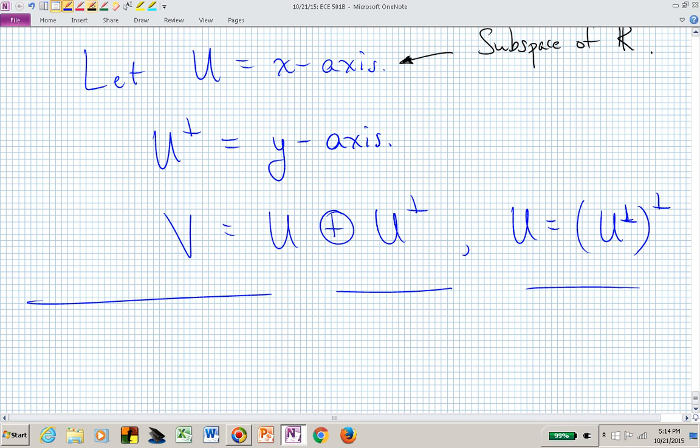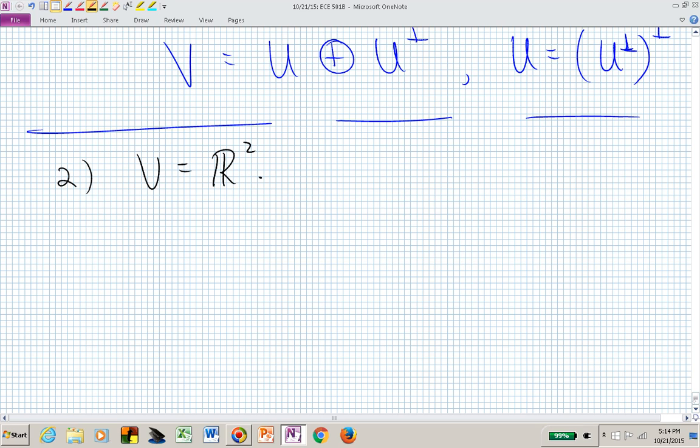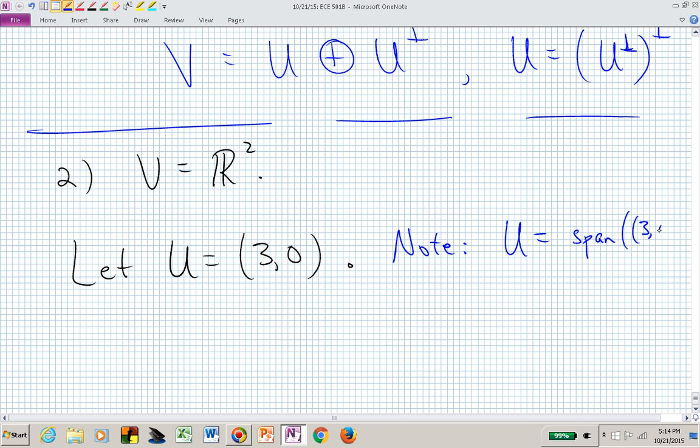Now let's look at a different example. Suppose now that we say V is still R2, so we can complicate this even in R2, but now let's let U be the vector 3, 0. Is that a subspace or a subset? What we have to realize now is, is U equal to the span of 3, 0? What's the span of 3, 0 mean? That means you can take any linear combination of 3, 0, and that's the span. Is the point or the vector 3, 0 equal to the span of 3, 0?